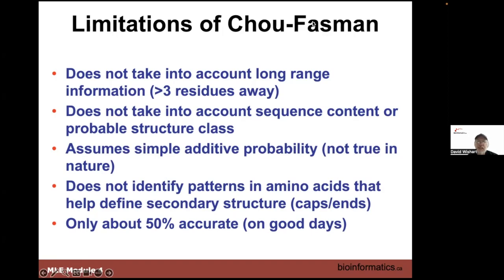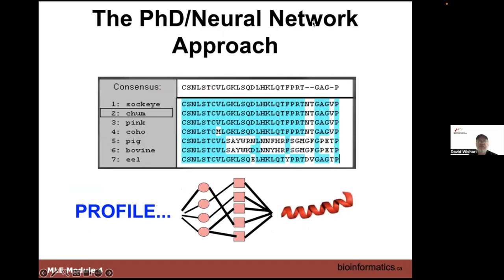When they tested this on many other proteins, they found that it was about 50% accurate. A total random guess would be 30% accurate. So it was better than random, but it certainly wasn't 100%. So people continued developing it.